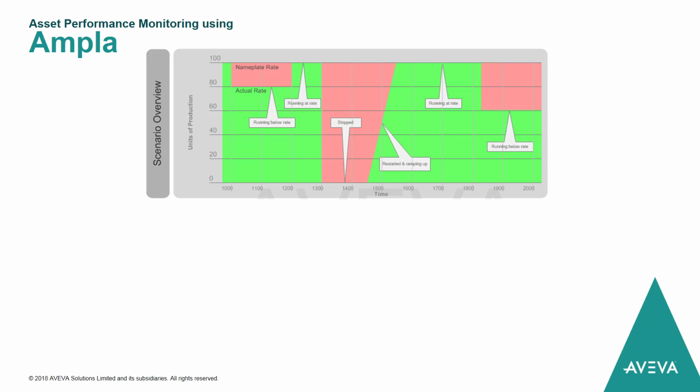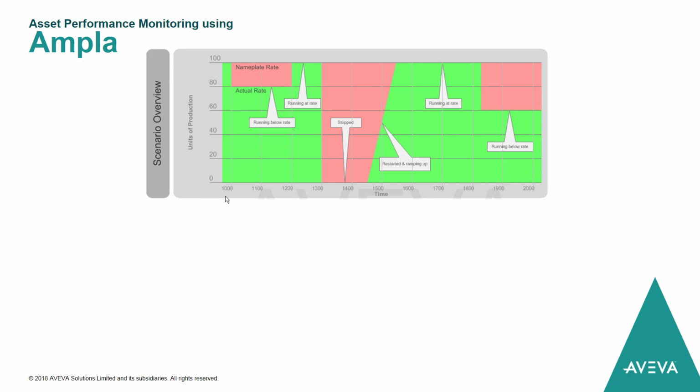What we'll have a look at in this video is asset performance monitoring using Ampla. What we've got here is a very simple scenario of an asset running over a period of time with some rate delays as well as a stoppage in the middle there. So in the example we have here, we're seeing that the fictitious asset has a limitation of 100 units per hour. And then on the x-axis, we're looking at time moving forward.